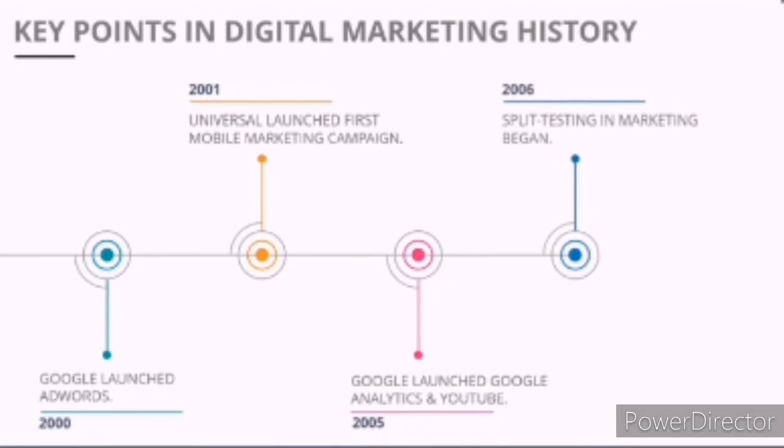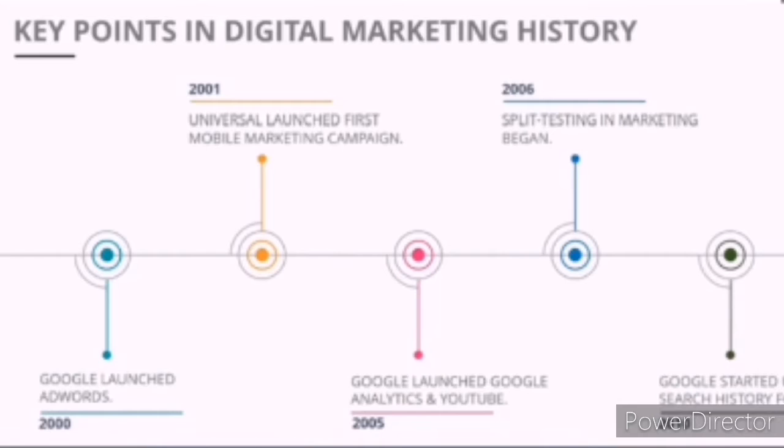Then in 2006, split testing in marketing began, which also marked a significant moment. And that's just essentially splitting your traffic. So let's say you're targeting people with a sales campaign. You target half of them with one landing page and another half with another and see which one performs best. That is essentially split testing.